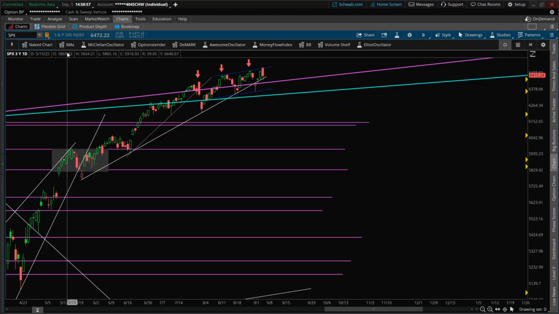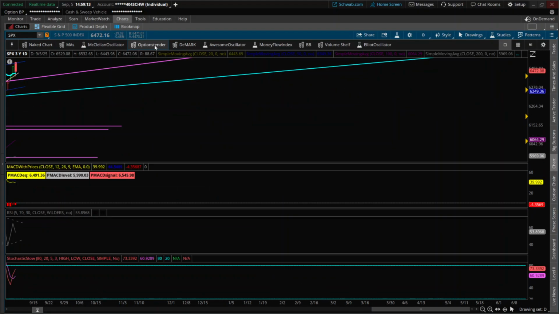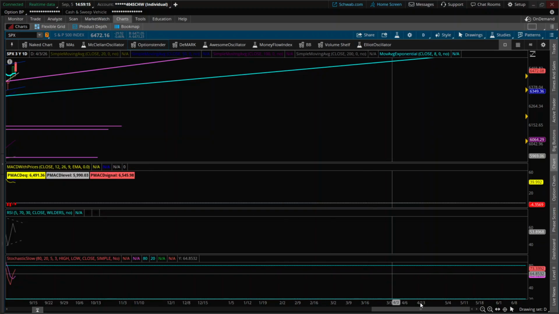We're going to have some pretty big down days. That's typically when, after price structure starts to break down and you start getting bearish structure, price starts to accelerate a bit. And obviously the VIX will show some things. So here's our OptionsTender look.